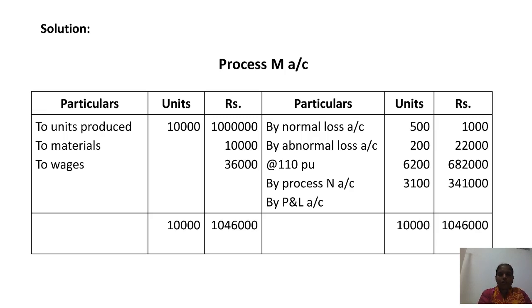that is 6,200 units. Calculated, multiplied by 110, we get 6,82,000. Then we have to calculate the abnormal loss. Then we get 200 units. For that, when we calculate 200 into 110, we get 22,000. So the rest goes to the profit and loss account. That is 3,100 units, that is 3,41,000.